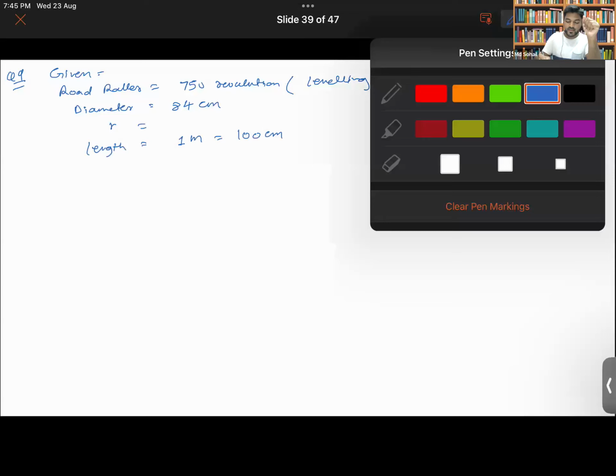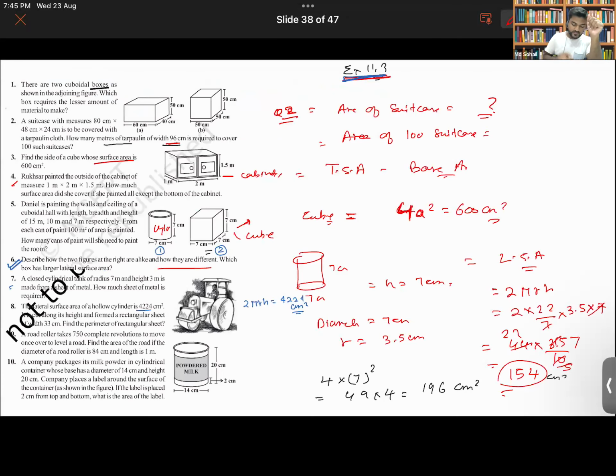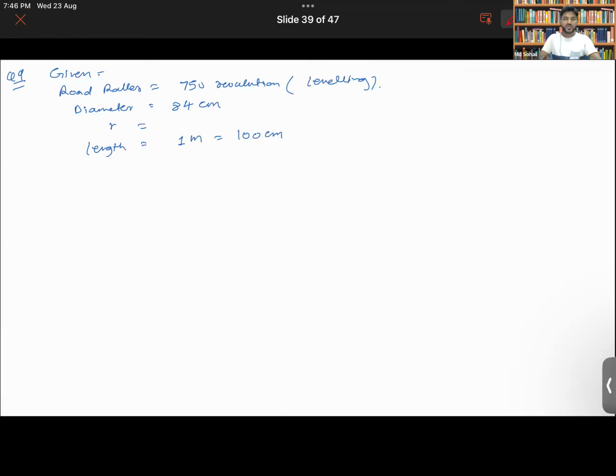Now, what was the question basically asking? The area of the road if the diameter of the road roller is 84 centimeter and length is 1 meter. You need to find the area of the road. So how do we do that? In order to do that, first we will find the total surface area of the road roller, and then multiply it.